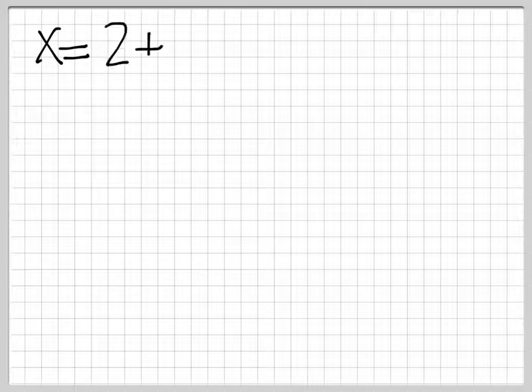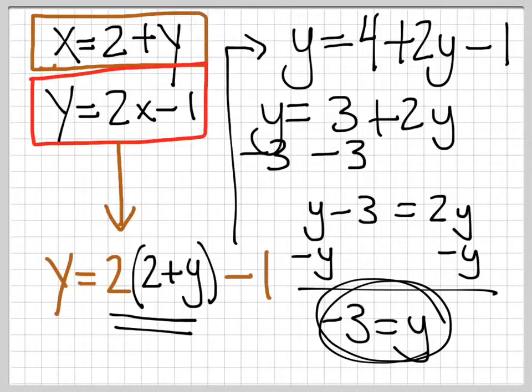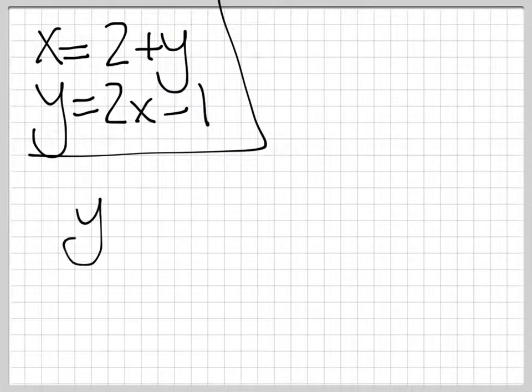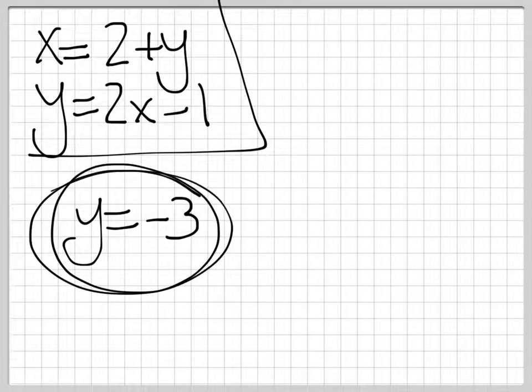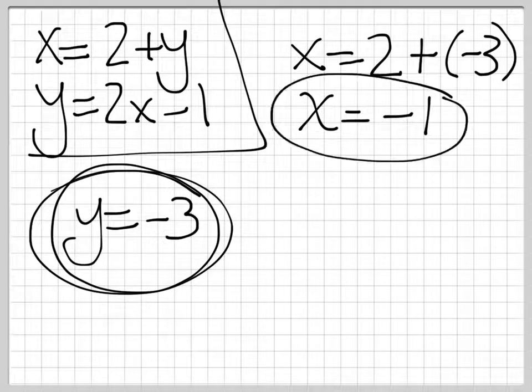Let's copy back our original equations. x equals 2 plus y, and y equals 2x minus 1. So I got y equals negative 3. You can kind of think of this also as a replacement. y is now a synonym for negative 3. So any y I see, I can replace with negative 3. So for example, in the first equation, I can write x equals 2 plus negative 3. 2 take away negative 3 is negative 1, and so I get x equals negative 1.